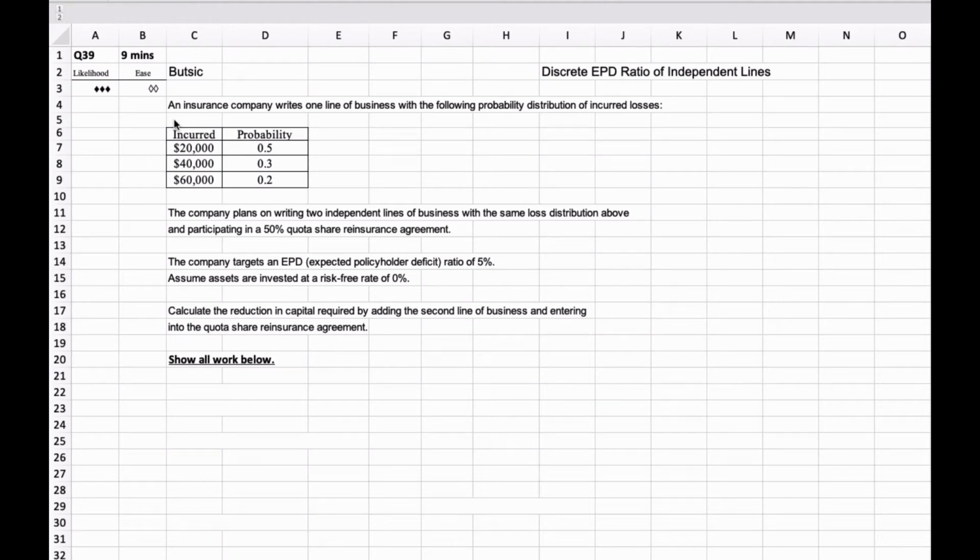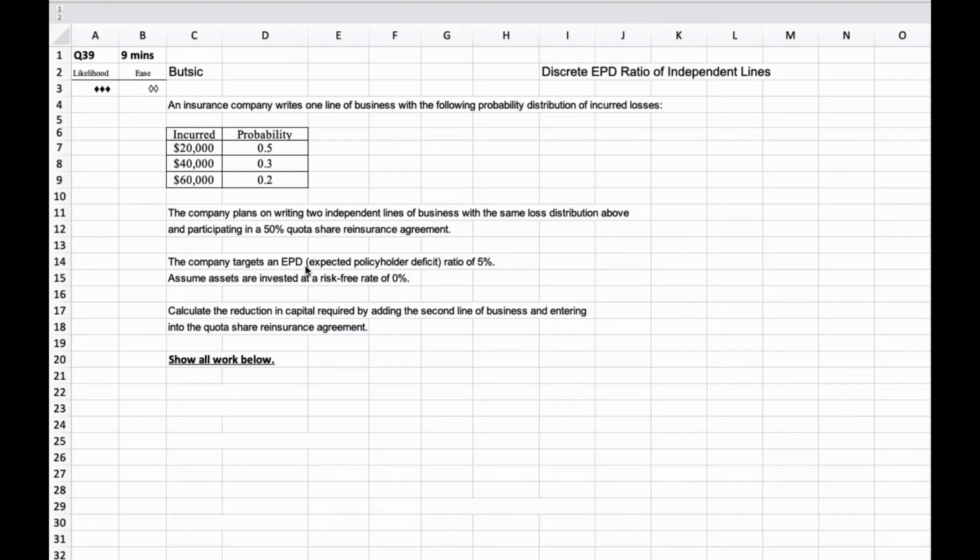This question is on EPD ratio of two independent lines. An insurance company currently writes one line of business with the given probability distribution of incurred losses. It plans on writing two independent lines of business with the same loss probability distribution and buying a 50% quota share reinsurance. Currently, the company targets 5% EPD ratio.